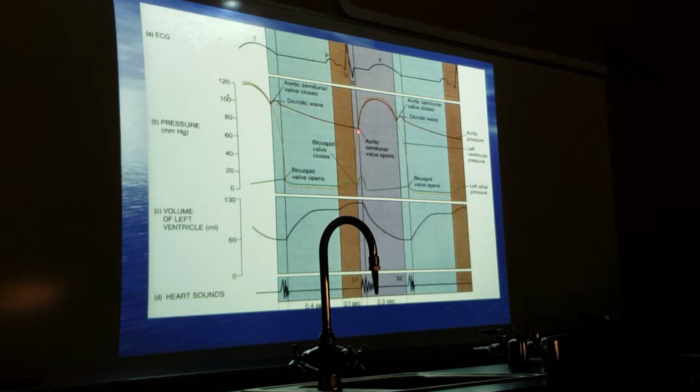The AV valve snaps shut, giving rise to heart sound 1. The pressure rises rapidly, and when it equals the pressure in the aorta, the semilunar valve opens, and you get the second phase of ventricle systole, which is called cardiac ejection. Finally, when the pressure in the ventricle drops below the pressure in the aorta, the semilunar valve snaps shut, giving rise to heart sound 2, and you get isovolumetric relaxation. I think they should have put heart sound 2 more over here. But anyway, pressure drops rapidly, the bicuspid valve opens, and now this is when you get most of ventricle filling, right there.